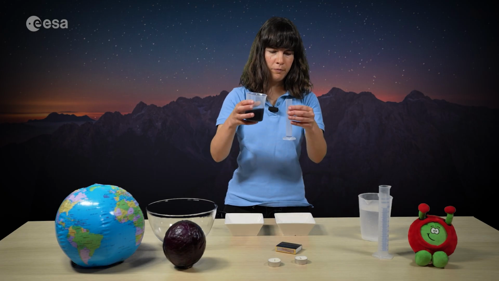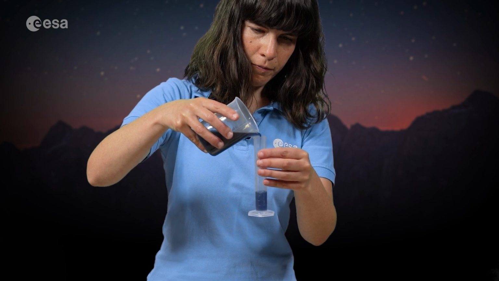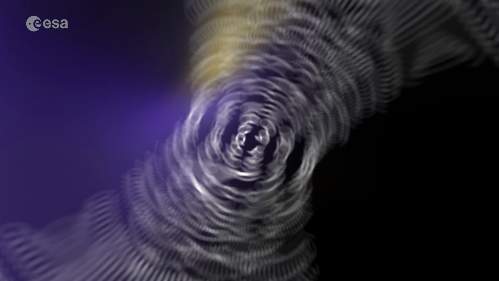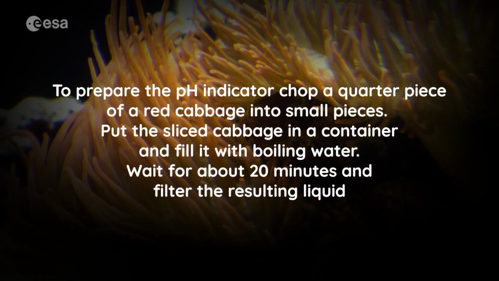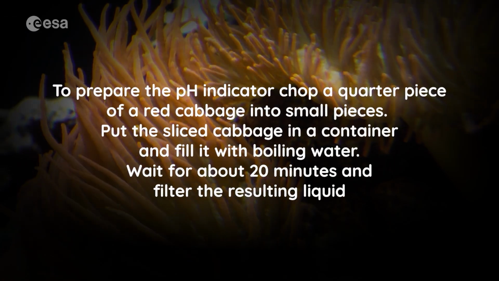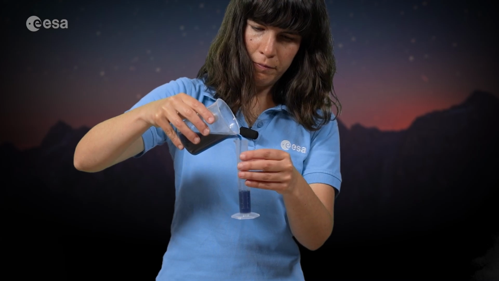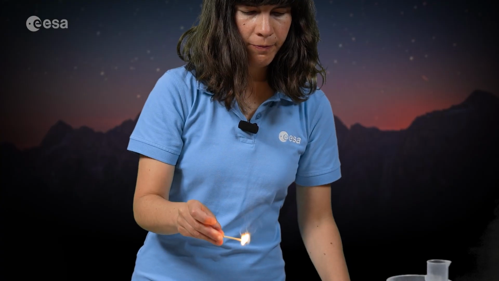With the help of the small graduated cylinder, add around 12 milliliters of red cabbage pH indicator to each container. You can prepare this pH indicator at home. Now let's light the candles.